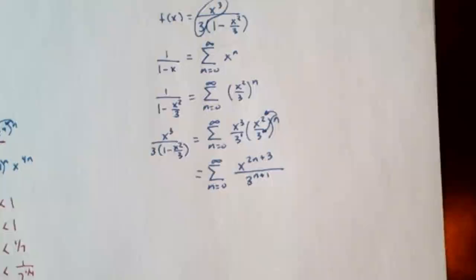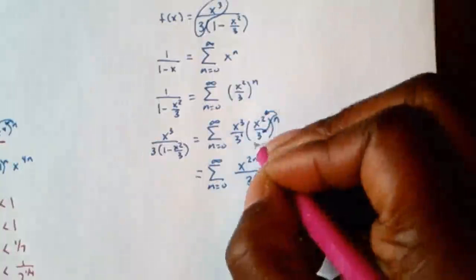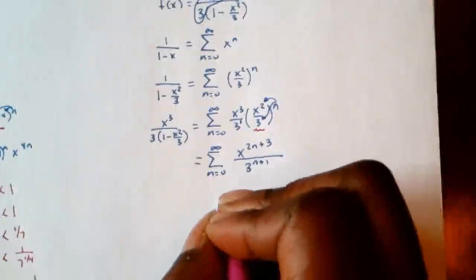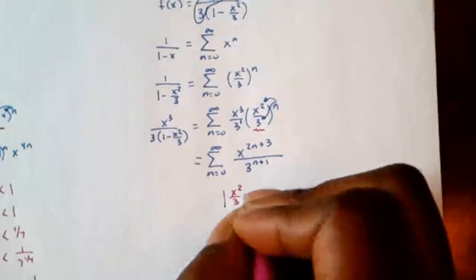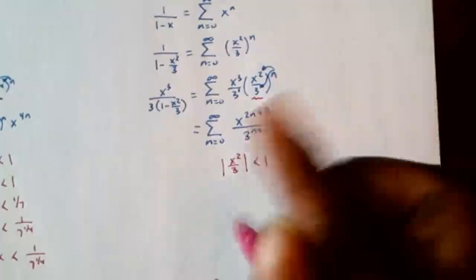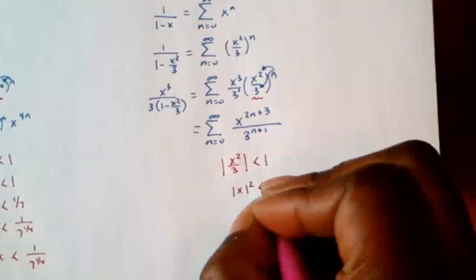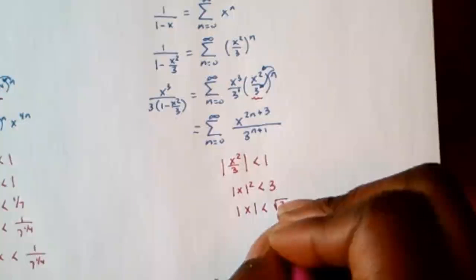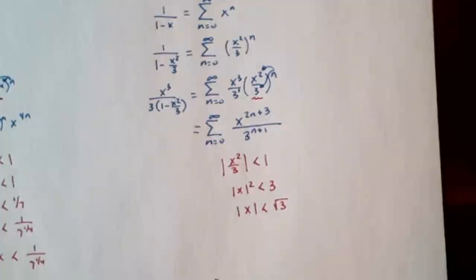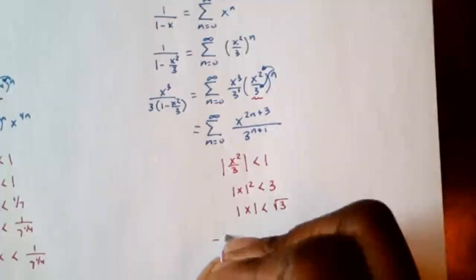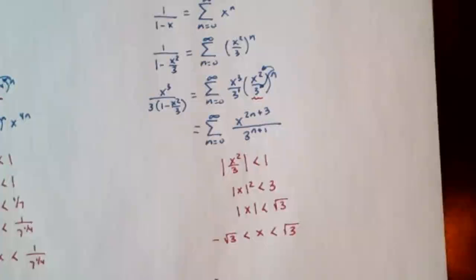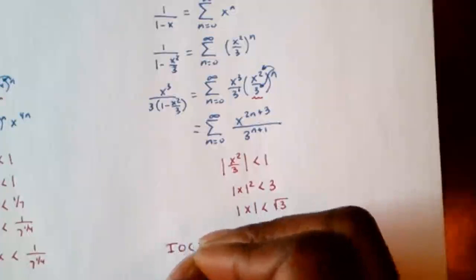Now, to get my interval of convergence, we know that whatever was being raised to the n, which is the x squared over 3, the absolute value of that has to be less than 1. So the absolute value of x squared over 3 has to be less than 1. Or the absolute value of x squared has to be less than 3. Or the absolute value of x has to be less than the square root of 3. And again, using the properties of absolute value, that simply means that negative root 3 has to be less than x, has to be less than root 3, or x has to be between negative root 3 and root 3. And again, that's my interval of convergence.